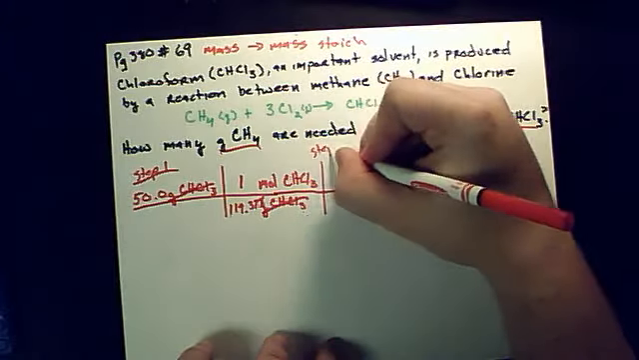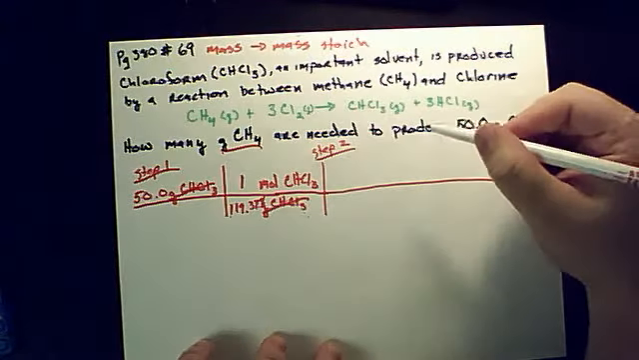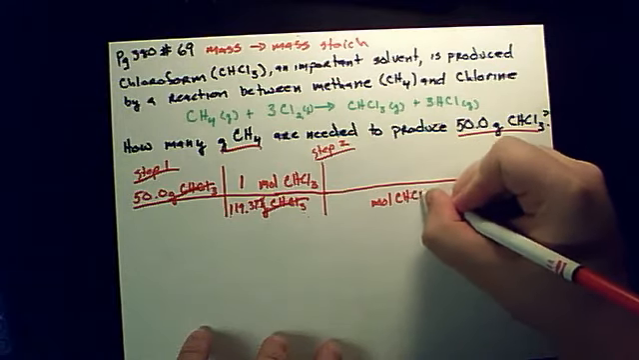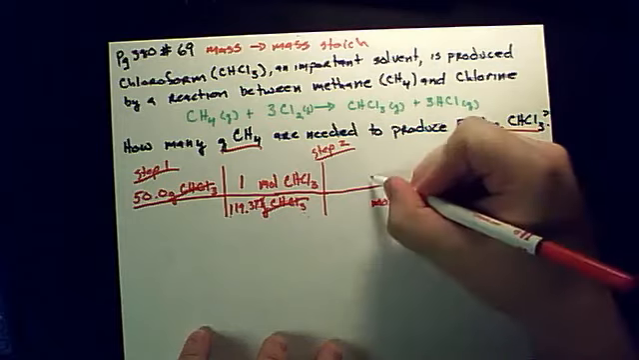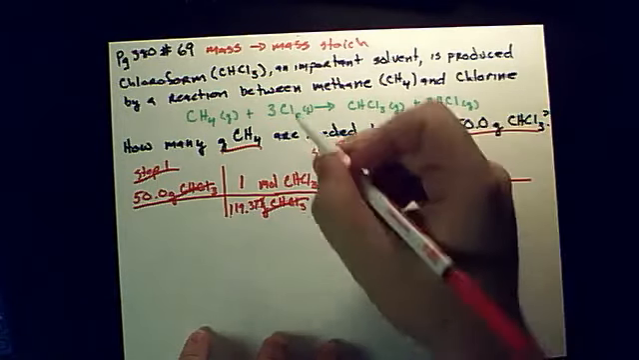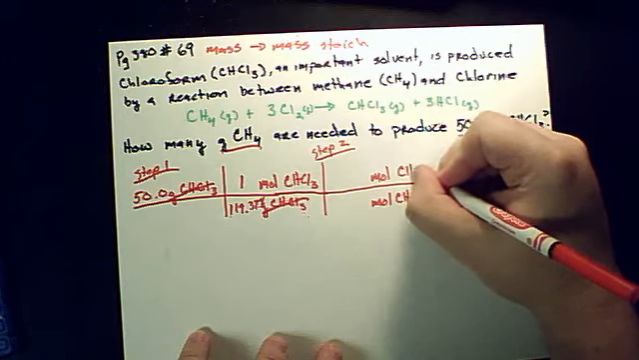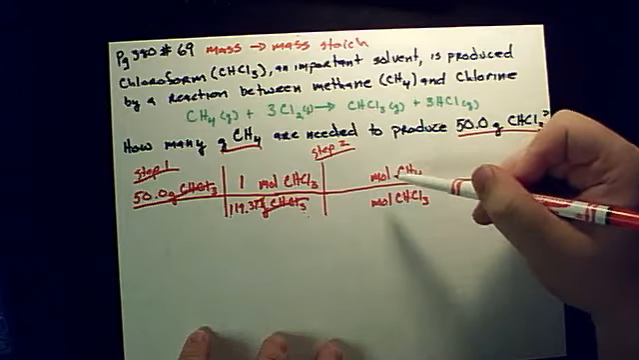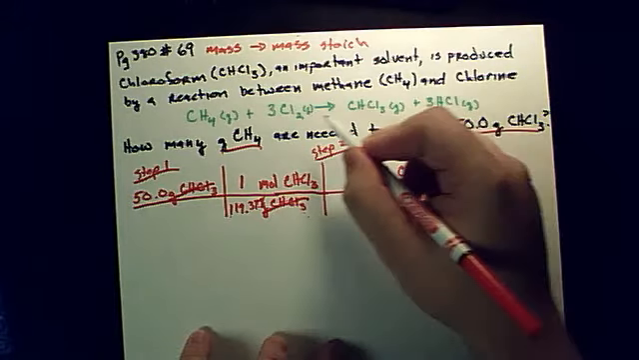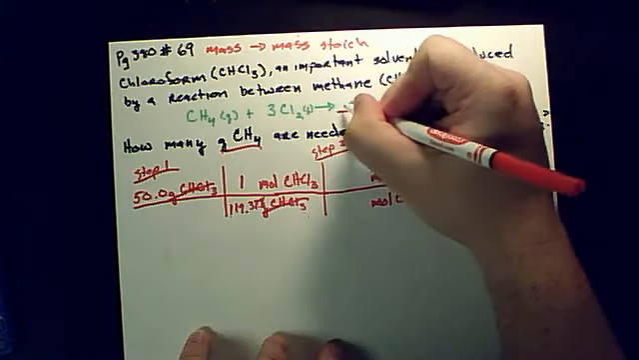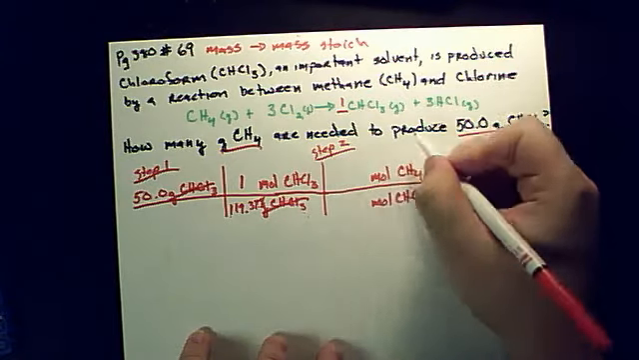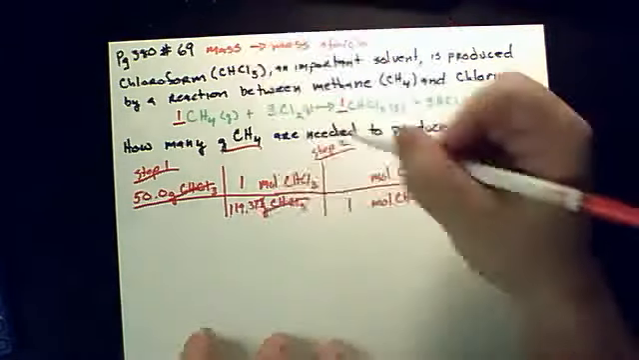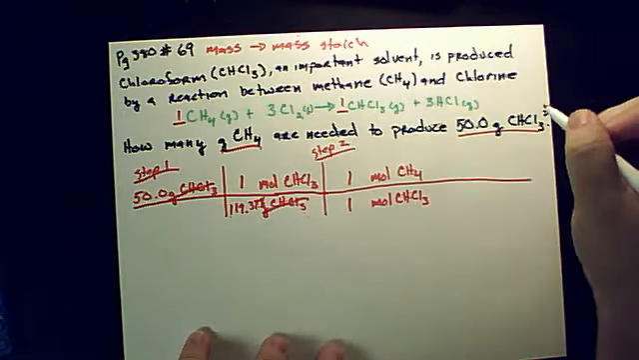Step 2 is set up your mole ratio. The mole ratio is where we put moles of our known substance, CHCl3, on the bottom, and the moles of the unknown substance, which is what we're looking for, CH4, goes on the top. Remember, it's a mole ratio, so it's moles over moles. And the numbers that go here come from our balanced chemical equation. For CHCl3, the coefficient is 1, so I have a 1. For CH4, the coefficient is 1, so I write a 1.